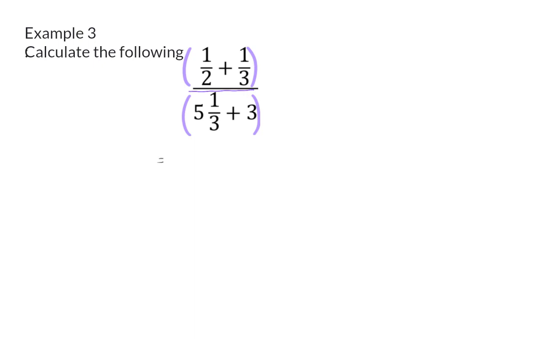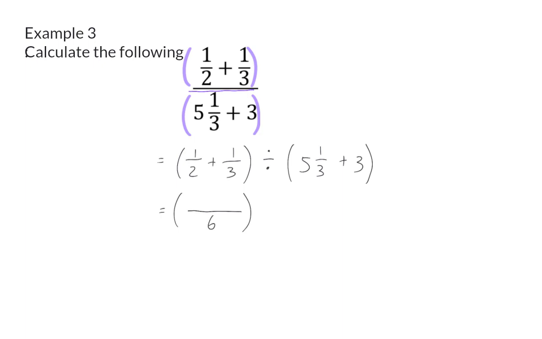So here I'll start off by writing the numerator in a bracket and then dividing that by the denominator also in a bracket. In the first bracket, I can simplify by getting a common denominator of 6, and in the numerator I will then have 3 plus 2. In the second bracket, I'm firstly going to rewrite the mixed number as 16 over 3, and then write 3 as 3 over 1 to have everything in fraction form.